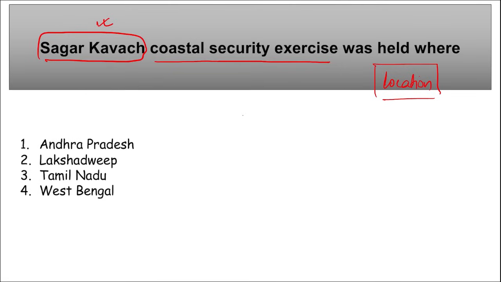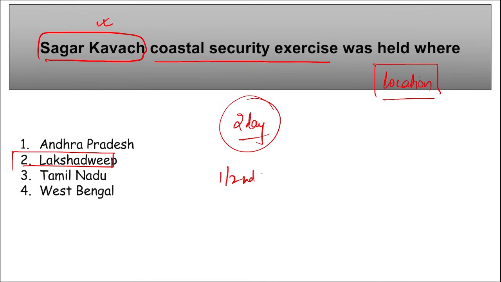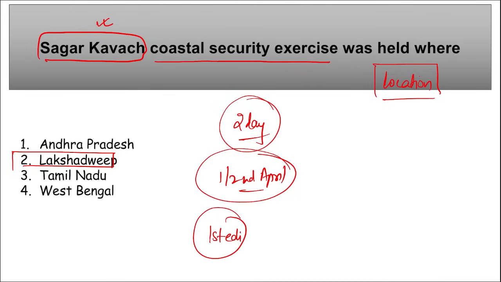So this Sagar Kavach is a coastal security exercise, right? This was a 2-day long coastal security exercise. Where was this held? This was held in the Union Territory of Lakshadweep. It was on 1st and 2nd of April that this exercise was held. Right? And here the assets of the Indian Navy, Indian Coast Guard, Marine Police, Fisheries, Customs and other security agencies were involved in this particular exercise. Then remember, this is the first edition of the state level biannual coastal security exercise Sagar Kavach 01/24. Correct? Take a note of this.